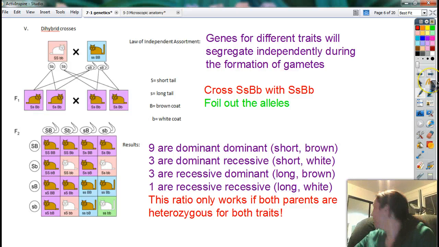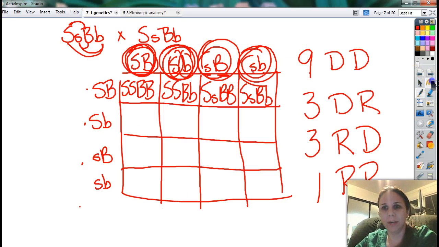And so this works that way. What if it's not heterozygous for both? Well, then all you have to do is just do the actual Punnett Square.